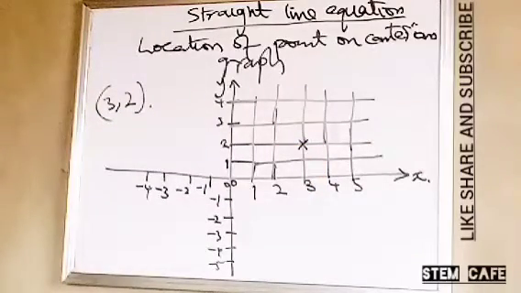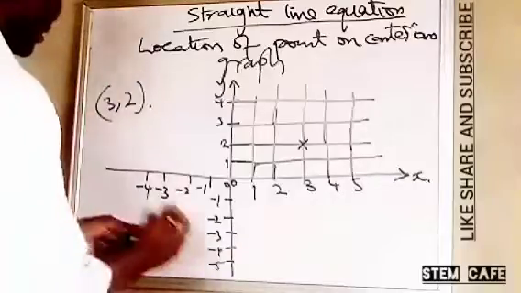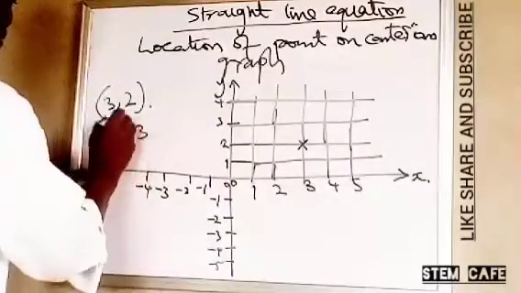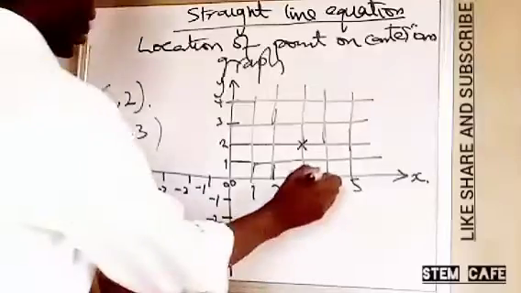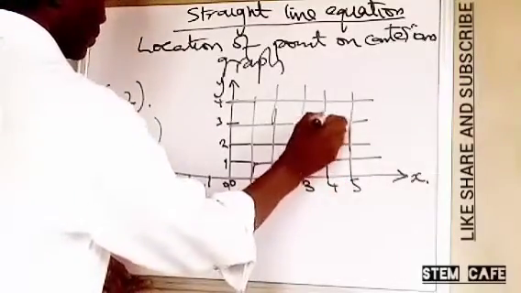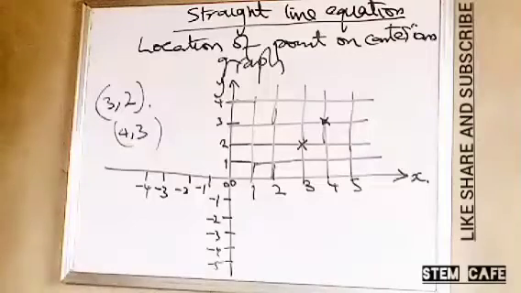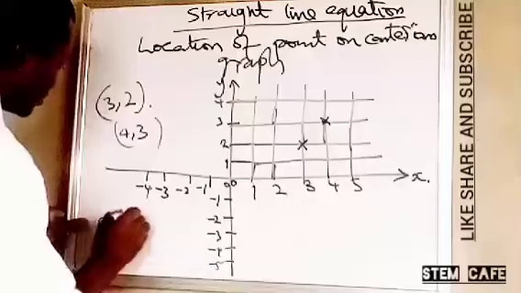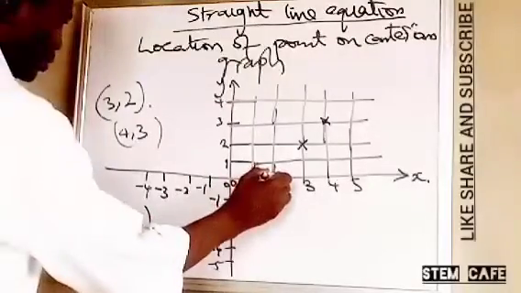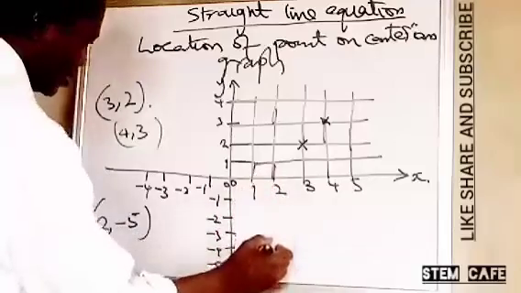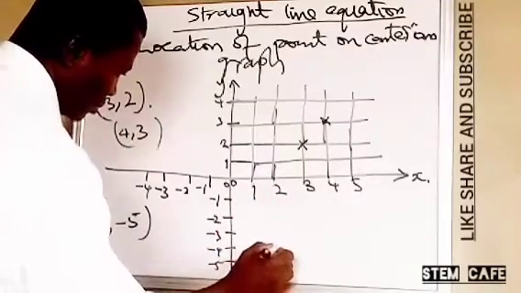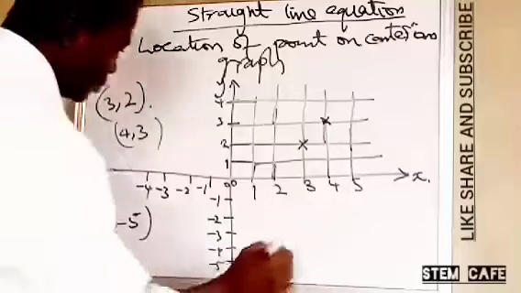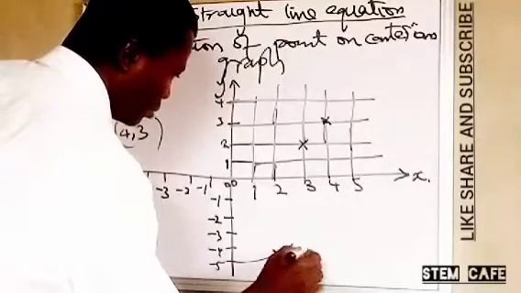Now if I want to locate (4, 3), I go like this. This is my 4, this is my 3. That is (4, 3). Let's try to locate (2, -5). You come to 2, that's the x-axis, then you come down here, and that is (2, -5).